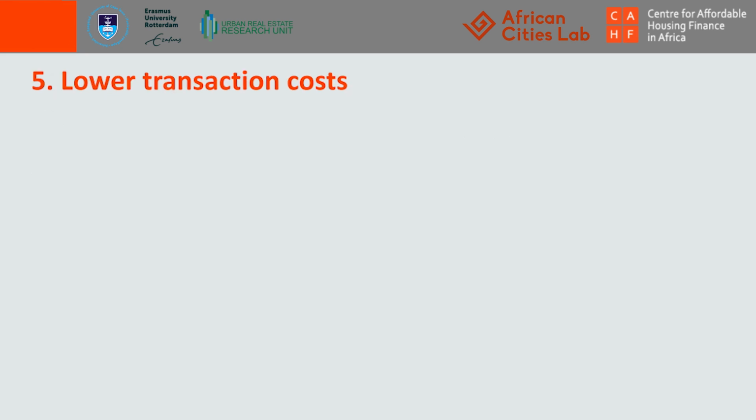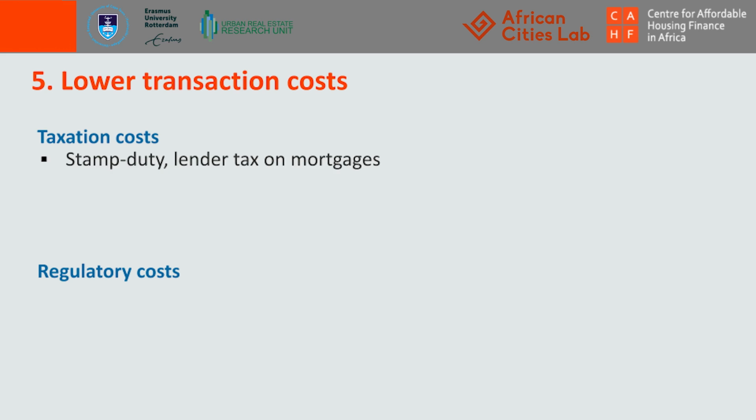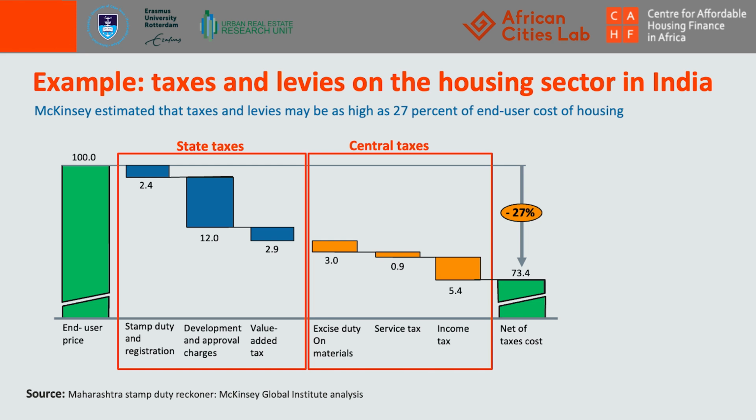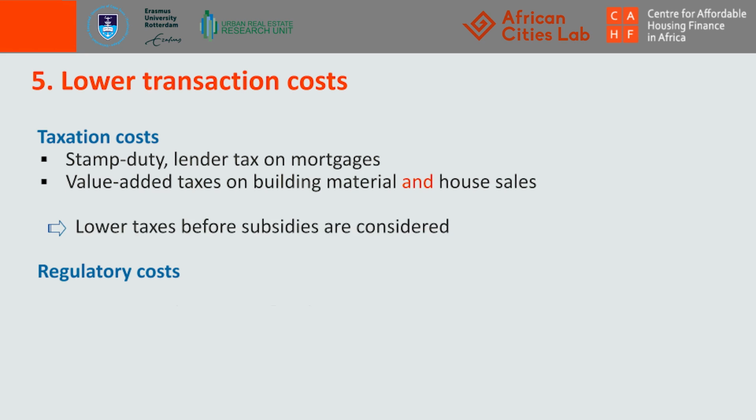Fifth, it's important to lower the transaction cost, specifically the taxation cost and the regulatory cost of mortgages. Housing finance is highly taxed in many countries through such taxes as stamp duty or lender tax on mortgage loans. In addition, value added tax is often slapped on to building materials as well as the sale of a house, increasing the cost of a low cost house dramatically. In India, for example, tax and transfer cost can be up to 27% of an average house value. Governments should consider lowering those taxes before subsidies are considered.